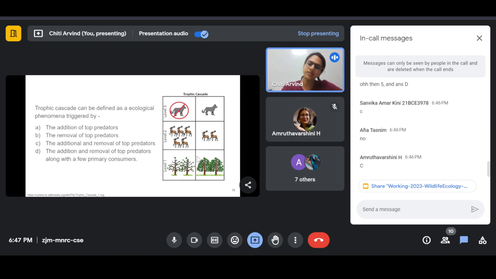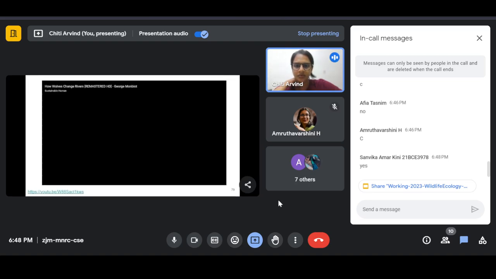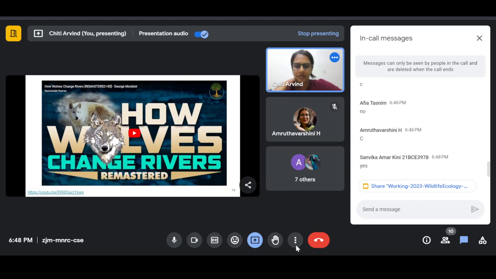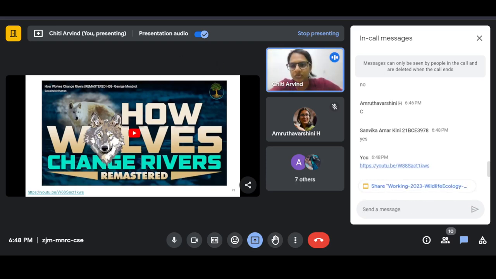And one of the most famous examples of a trophic cascade is seen in the Yellowstone National Park by the addition and removal of wolves. Are all of you familiar with this example? Yes, no? Yes, okay. I'm not sure if all of you have seen this video before. I am just going to play it. I'm also going to add the link here, but I would like all of you to watch this and then we can also discuss.